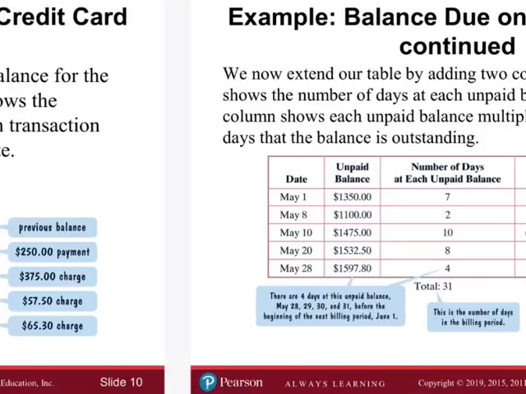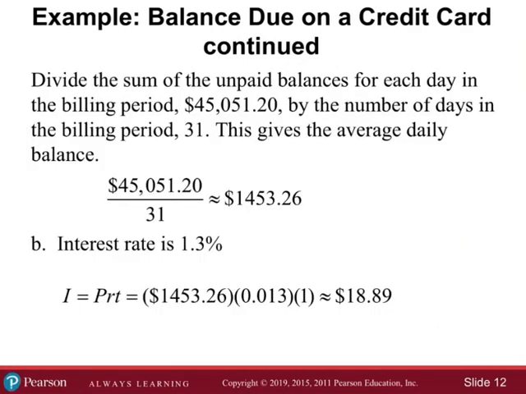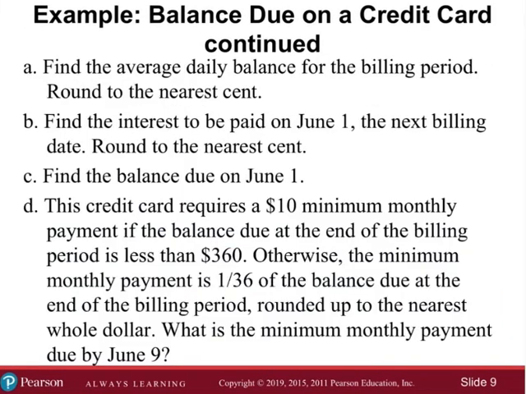And let's see if it should be right here. 0.013 times the average daily balance times 1 month, right? So the interest for that month is going to be $18.89. Okay. It's interesting. Let's see what else we got.